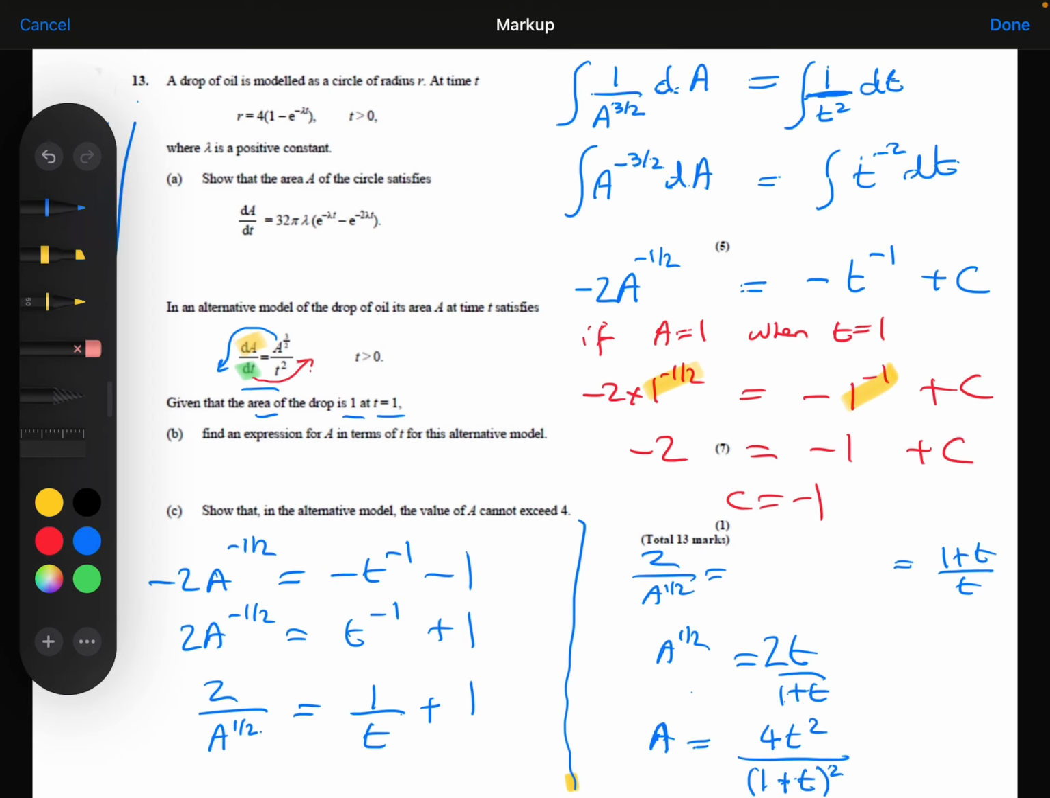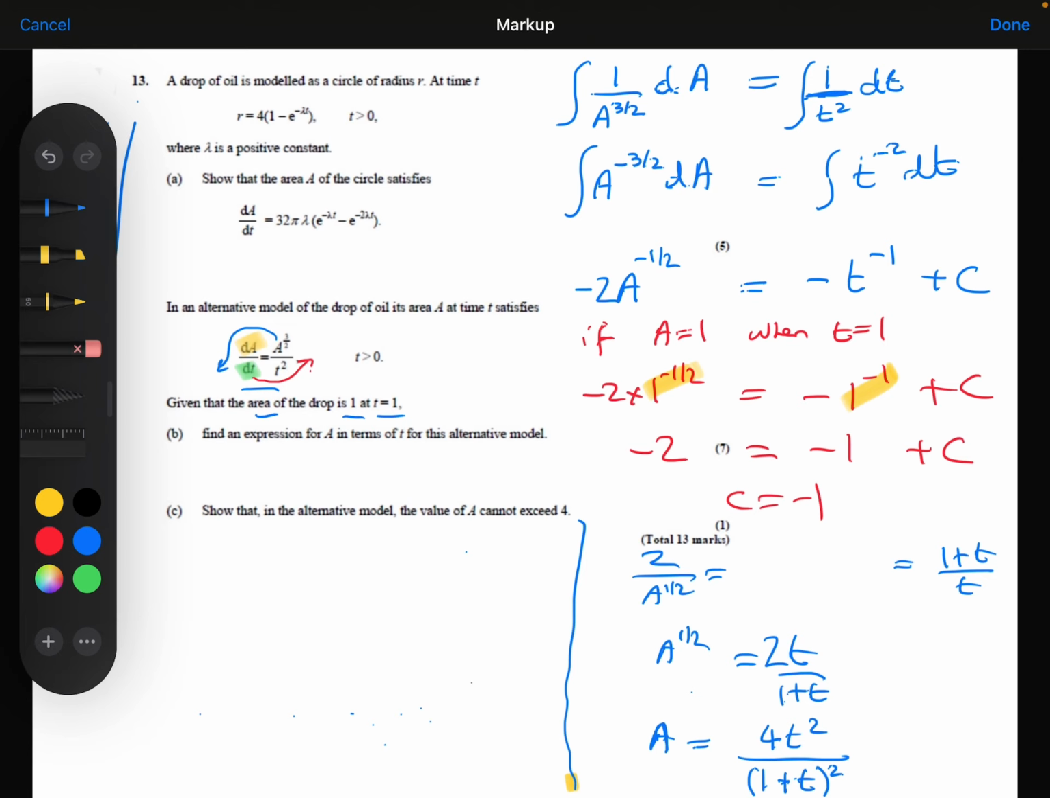Now for part C. Show that in the alternative model, the value of a cannot exceed 4. So let me just clear a bit of space.